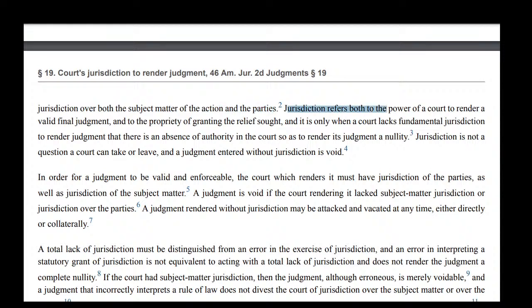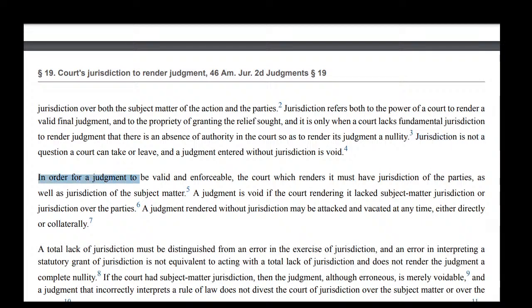Jurisdiction refers both to the power of the court to render valid final judgment and to the propriety of granting relief sought. And it is only when a court lacks fundamental jurisdiction to render judgment that there is an absence of authority in the court as to render its judgment a nullity. Jurisdiction is not a question a court can take or leave, and a judgment entered without jurisdiction is void. Of course, this is something that needs to be raised.